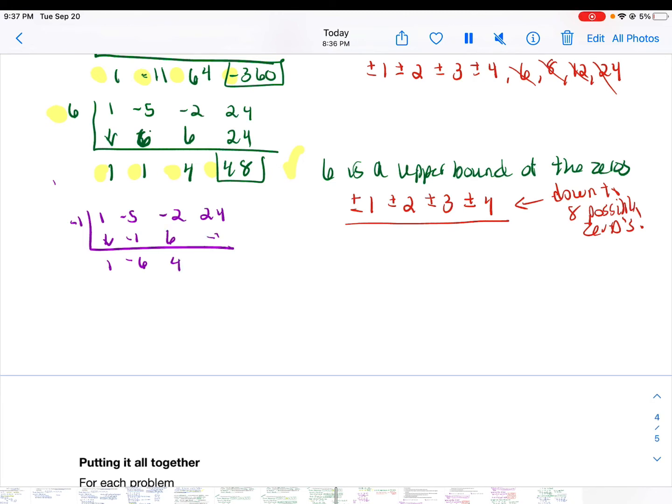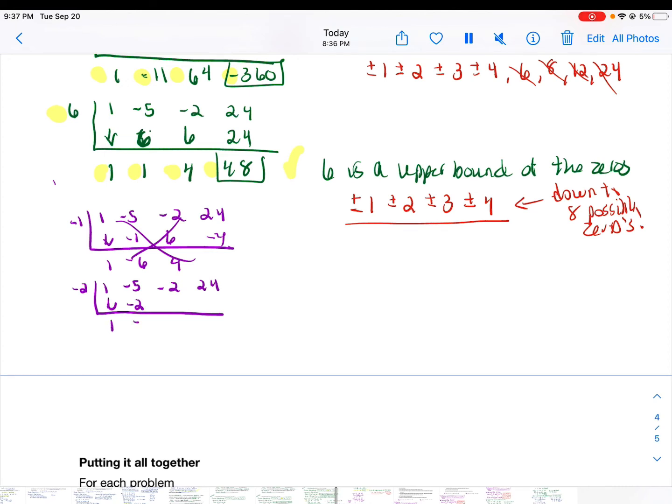Now at this point, it's obvious that I'm going to have a remainder, so I can stop. So -1 didn't work, so I'm going to move to my next negative. Let's try -2 and see what we get. Okay, so that gave us a remainder of 0. So I know x equals -2 is a 0 of this polynomial.